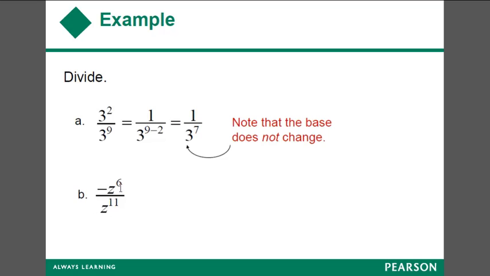I have the same thing with negative z to the 6th divided by z to the 11th. My largest exponent is in the denominator, so I'm going to leave it 1 over z to the 11 minus 6. 11 minus 6 is going to be 5. So my entire fraction is negative, and I'll get negative 1 over z to the 5th.